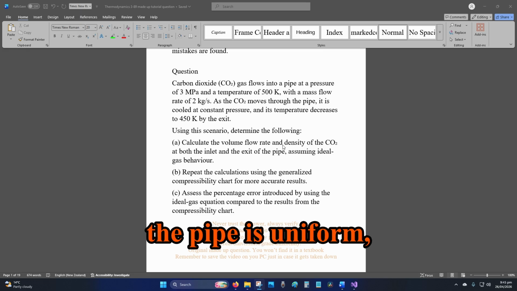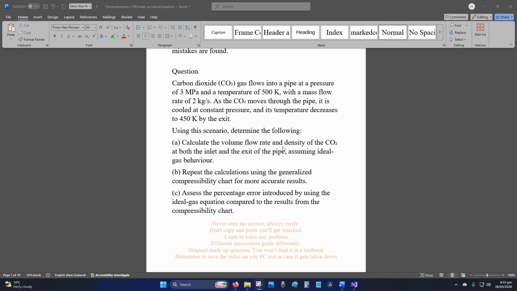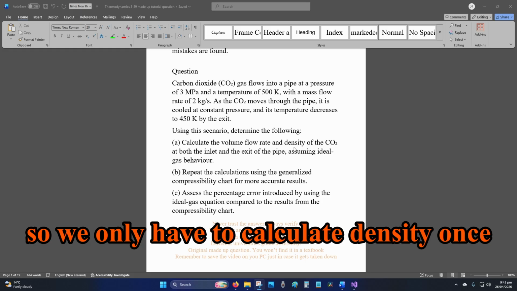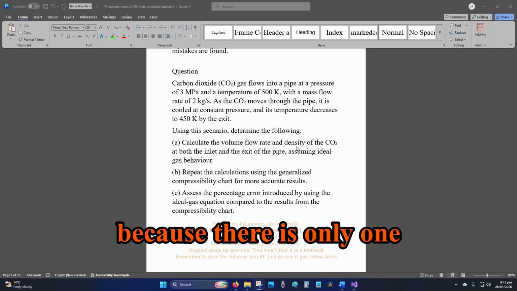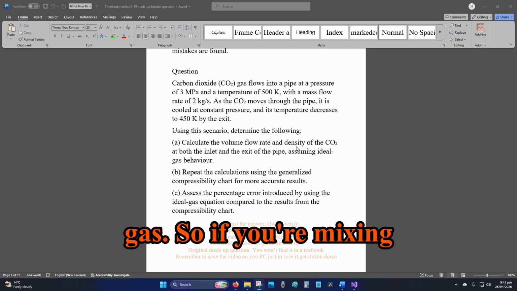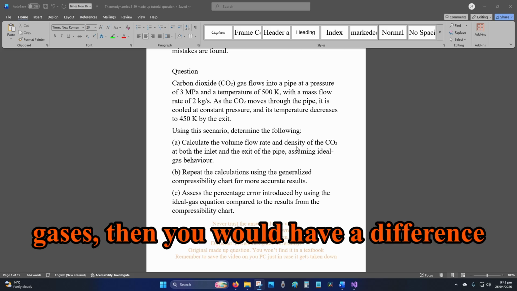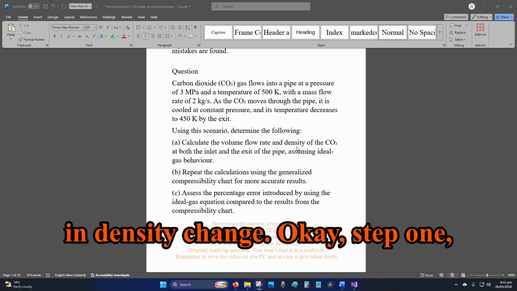We're going to assume the pipe is uniform, so we only have to calculate density once because there is only one gas. So if you're mixing gases, then you would have a difference in density change. Okay.